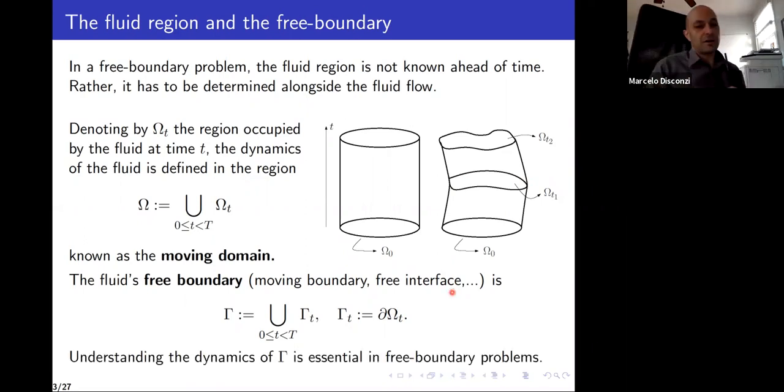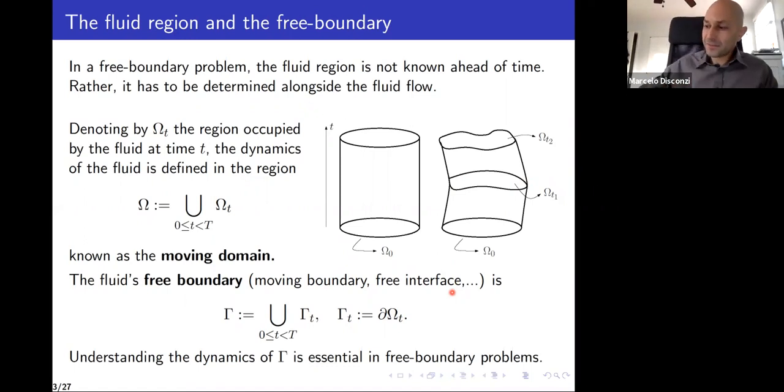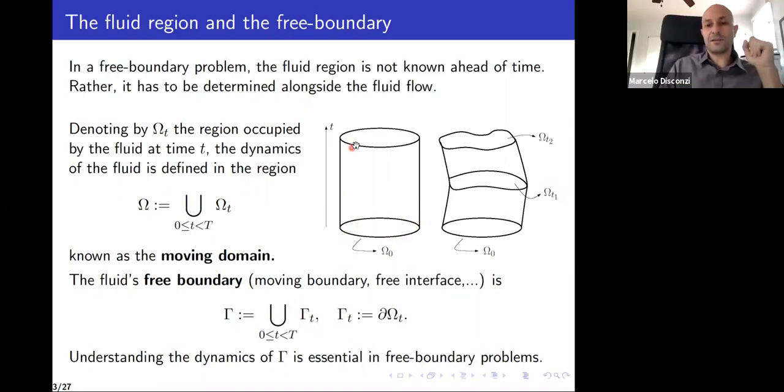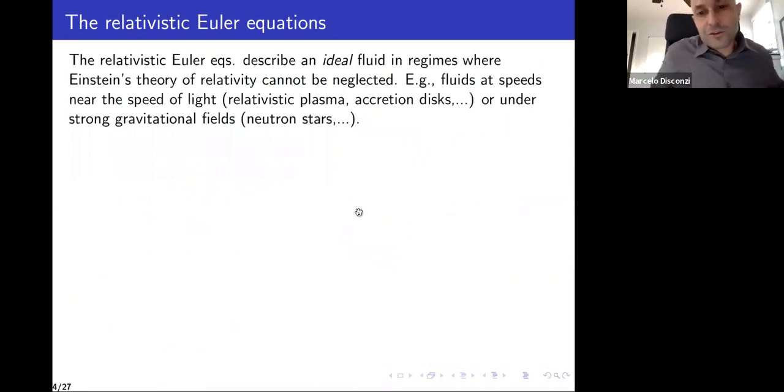And what is important to underscore here is that understanding the dynamics of the free boundary is essential in free boundary problems. That's precisely what distinguishes this problem from a standard initial boundary value problem. In a standard initial boundary value problem, the domain is fixed. It would be omega 0, where time is zero. The dynamics is defined simply in omega 0 cross a time interval. So it's exactly the motion of the boundary that distinguishes this from the more traditional initial boundary value problem that we study in introductory PDE courses. Okay, so that's the notion of a free boundary.